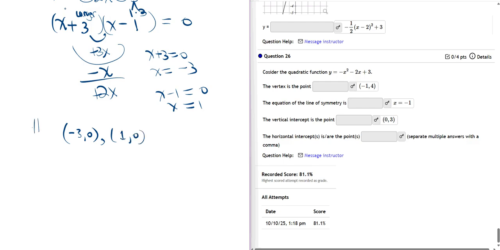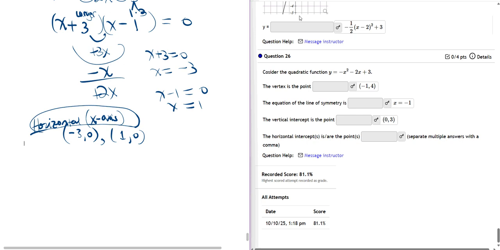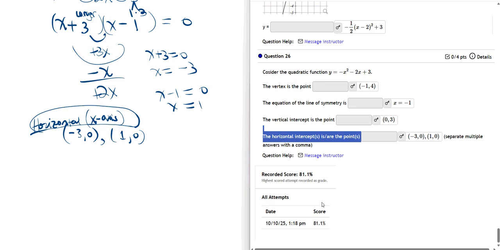So my two horizontal intercepts are going to be the points negative 3 comma 0 and 1 comma 0. What do we mean by horizontal? The horizontal axis, which is more commonly thought of as the x-axis, but we can use other letters than x, and so it's more generic or general to use the word horizontal here. But those are my x-intercepts: negative 3 comma 0 and 1 comma 0.